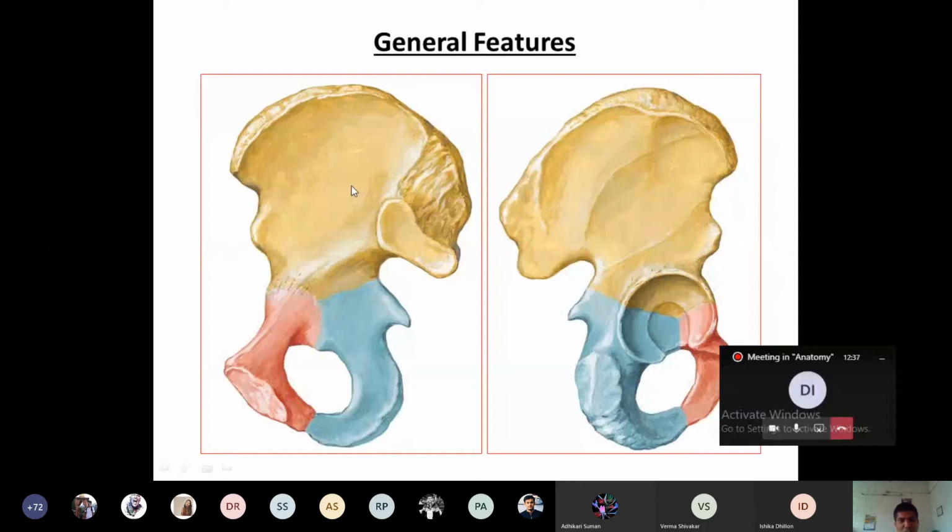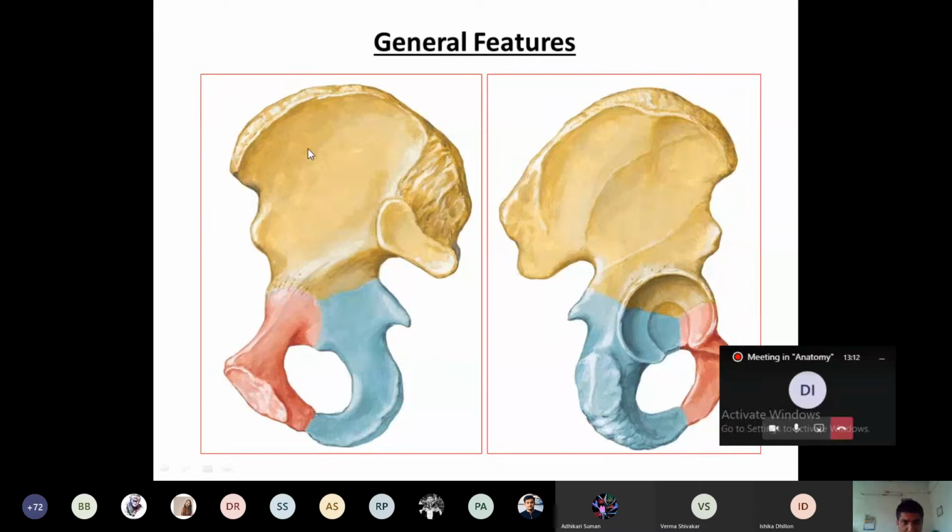Now come to the surfaces. Three surfaces you can find. This one is the iliac fossa, and this one is the sacropelvic surface. I'm tracing with the cursor, you follow the cursor. And on the other side, the dorsal side, this one is the gluteal surface. So the three surfaces are iliac fossa, sacropelvic surface, and the gluteal surface.